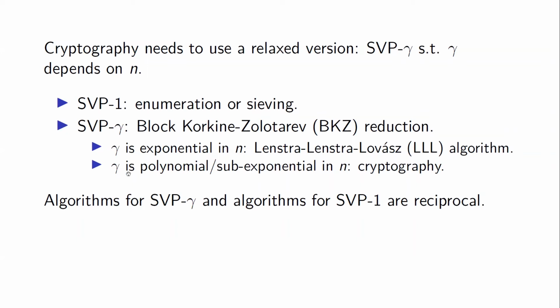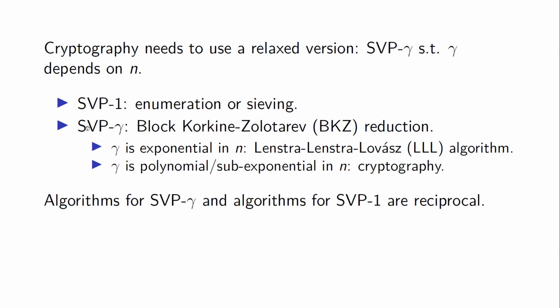However, in crypto, my gamma is normally polynomial or very slightly sub-exponential in terms of n. And in this regime, the running time of the best algorithm, which is the so-called BKZ, runs in fully exponential time or very mildly sub-exponential time. So that's the regime that we're going to consider in crypto, and we're going to relax gamma. If my gamma is exponential, that's a bad choice for crypto, because we already have a polynomial time algorithm. So the difficulty of SVP gamma depends on gamma as a function of n.